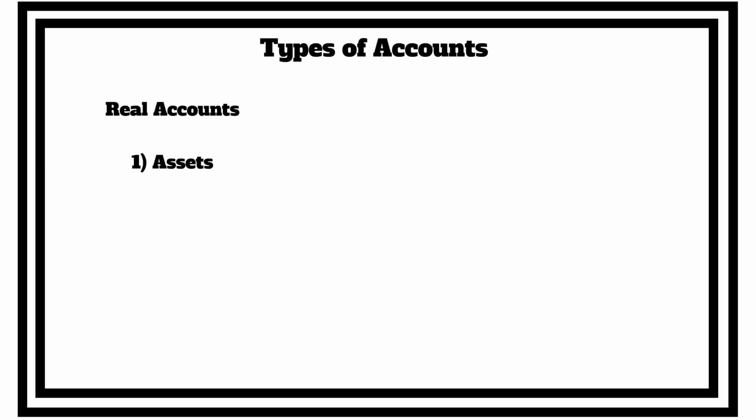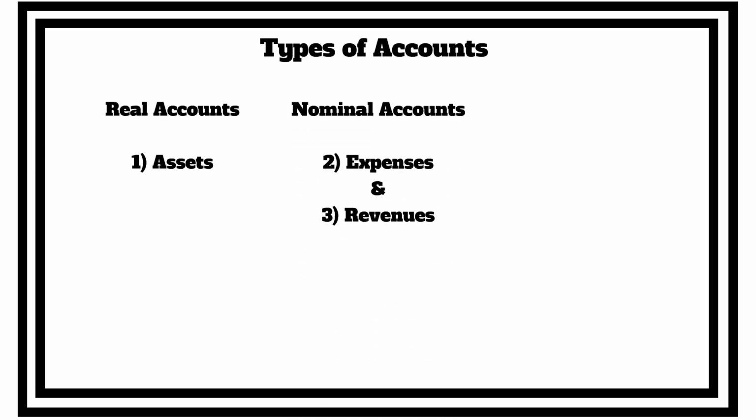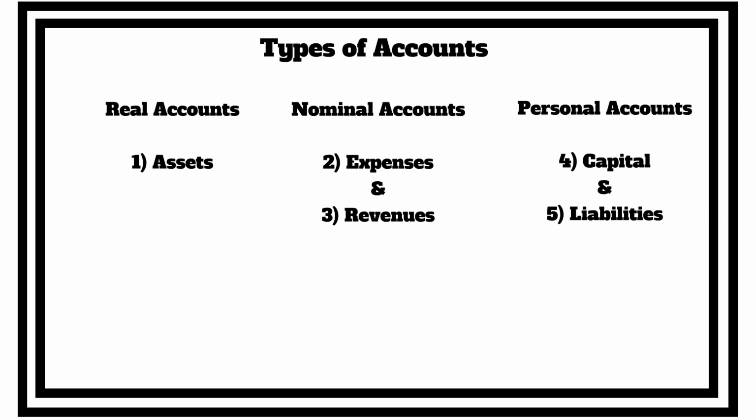And then you have nominal accounts, which consists of expenses and revenues. Revenues is also called income, and nominal accounts speaks about debiting all the expenses and losses and crediting all incomes and gains. And then you have personal account, which is going to speak about capital and liabilities that are there in the business. And the logic of personal accounts is debit the receiver and credit the giver.